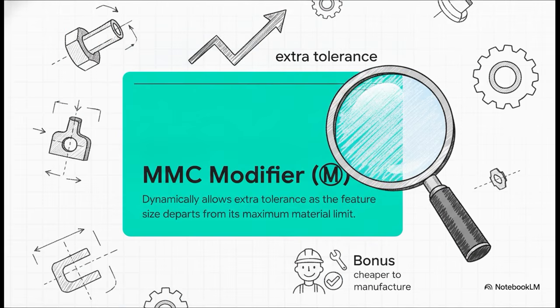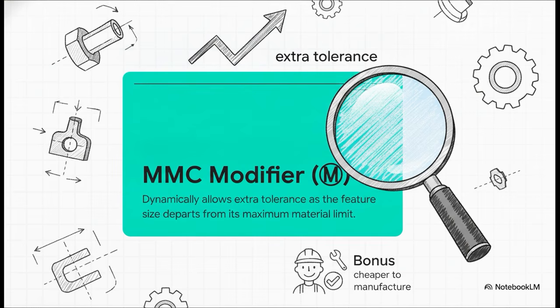Now, the real game changer in this middle section is the material condition modifier, specifically the circled M, which stands for maximum material condition, or MMC. When you see this, it means your tolerance zone isn't just static. It dynamically allows for extra geometric tolerance as the feature's actual size departs from its maximum material limit.